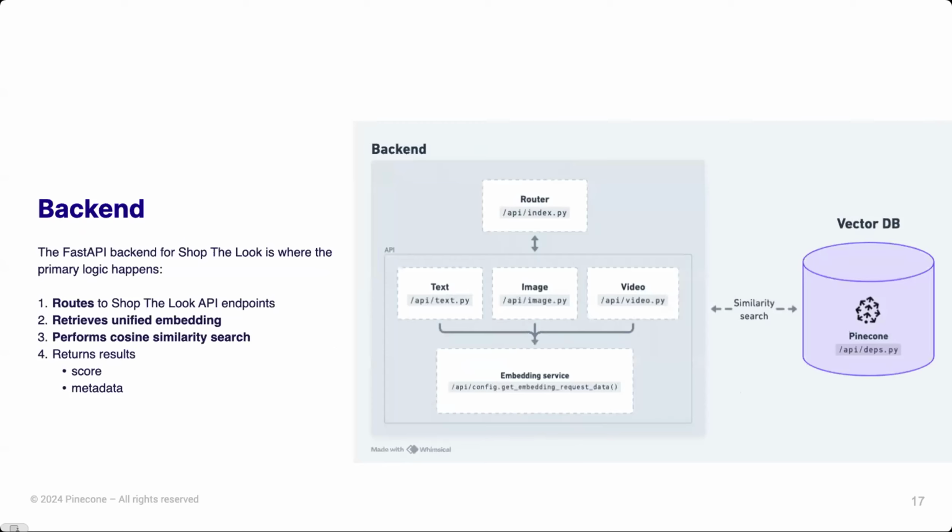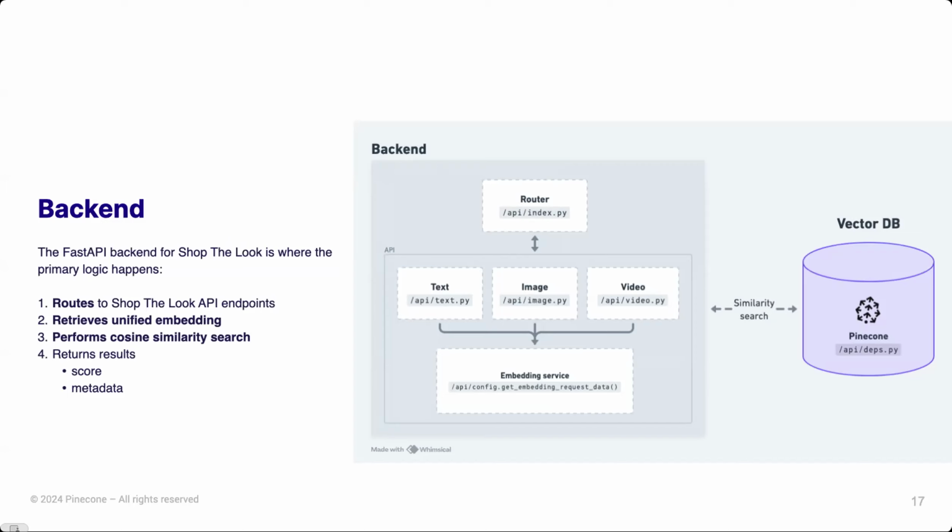Let's dive into the backend. The backend is where the primary logic of Shop the Look happens. This app is a JavaScript front end and a Python backend. When the front end sends a request to the backend API, it first gets processed in the index.python file, and then it gets routed to either text, image, or video, and it retrieves these.